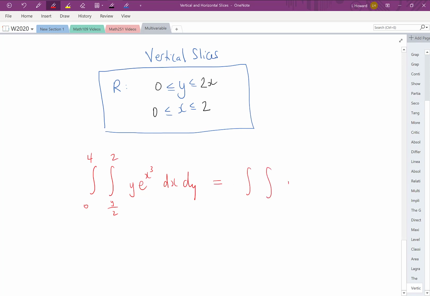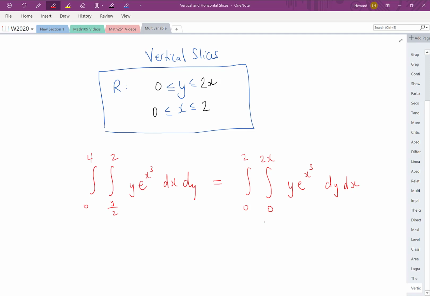So we're going to rewrite this using our vertical slices. The integrand is not going to change at all. So it's still going to be y e to the x cubed. The dy dx is reversing. So dy dx now for vertical slices. Y values go on the inside. They're going from 0 to 2x, and our x values are going from 0 to 2. Okay, so this has been rewritten using vertical slices now.